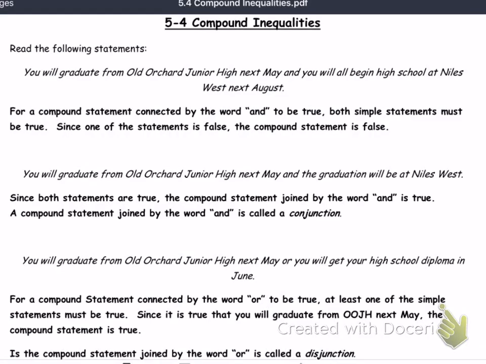Today we're going to be talking about something called compound inequalities. Either it's going to be an AND statement or an OR statement. So we're going to read a few of the following statements.